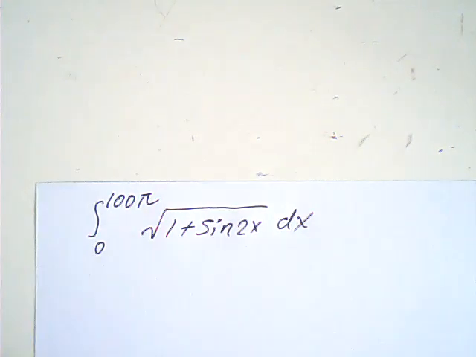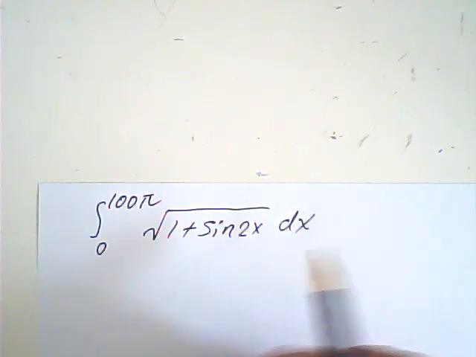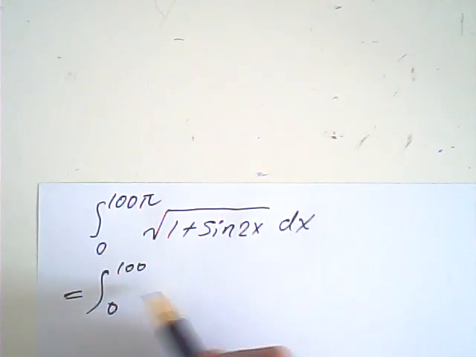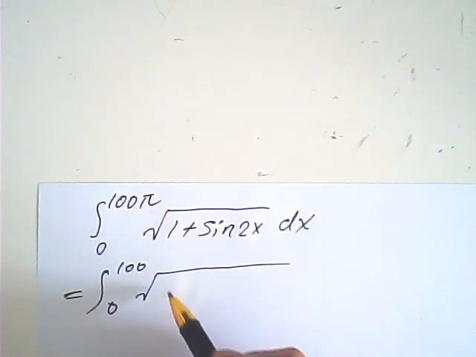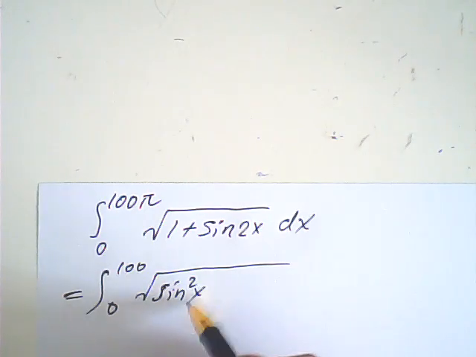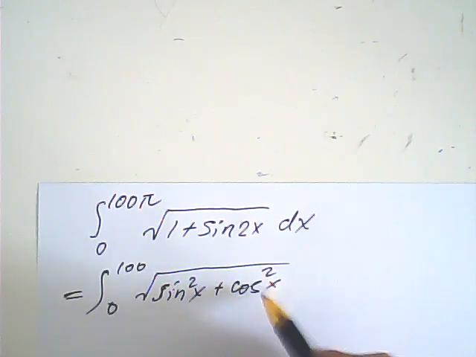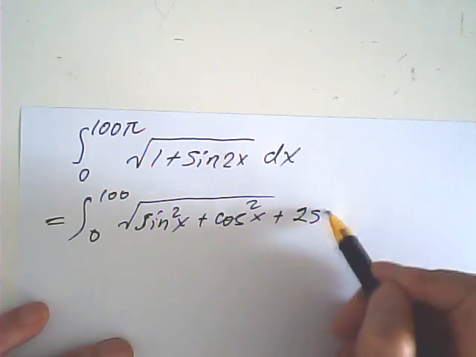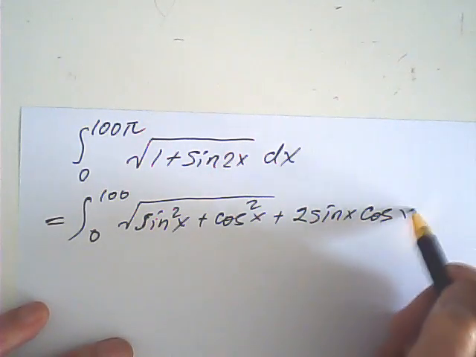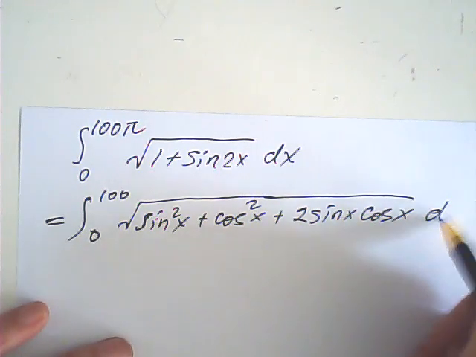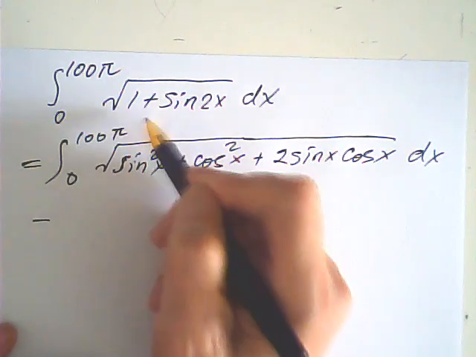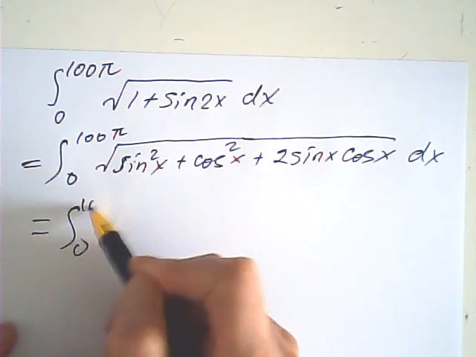Now look at this interesting integral. And of course, we do the inside first, the inside square root, which is equal to 1, which is sine squared x plus cosine squared x, right, plus 2 sine x cosine x, and dx, right? This is the integral from 0 to 100 pi.